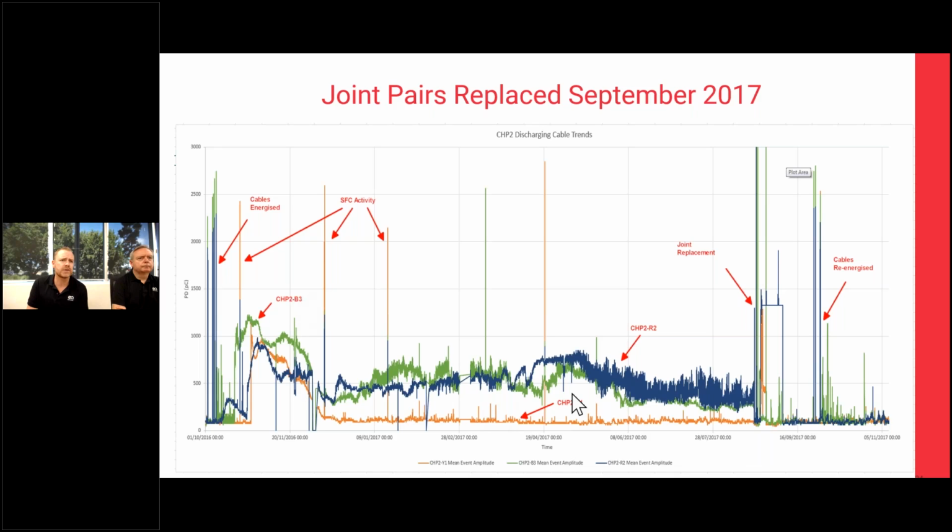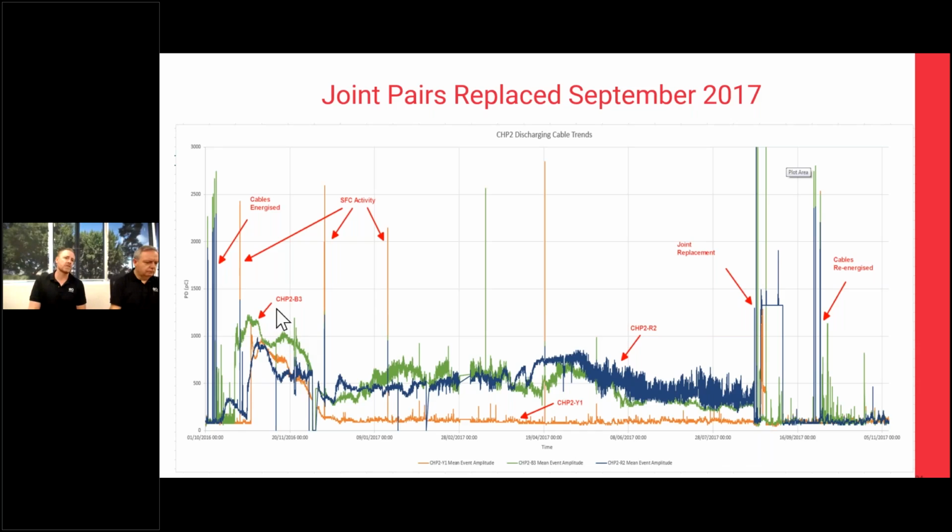The orange line is the yellow 1 cable, and the dark blue line is the red 2 cable. You can see here this is when their first shutdown took place for us to install the monitor. So this was permanently installed monitoring inside the switchboard. They energized the cable here. 10 days later, the PD kicked off on blue 3. A couple of days later, it kicked off on the other 2 phases.